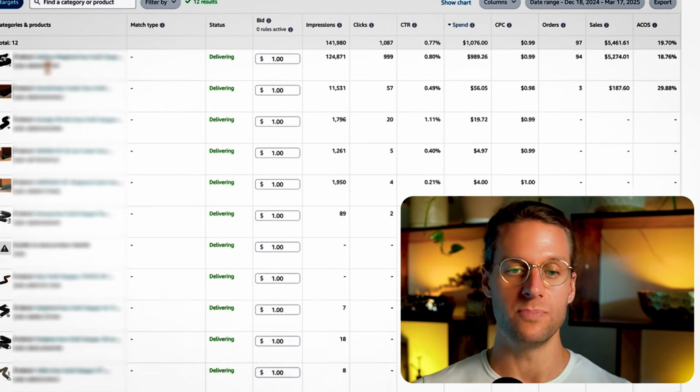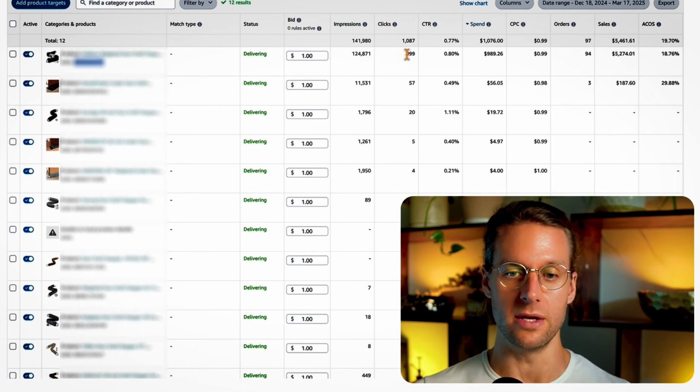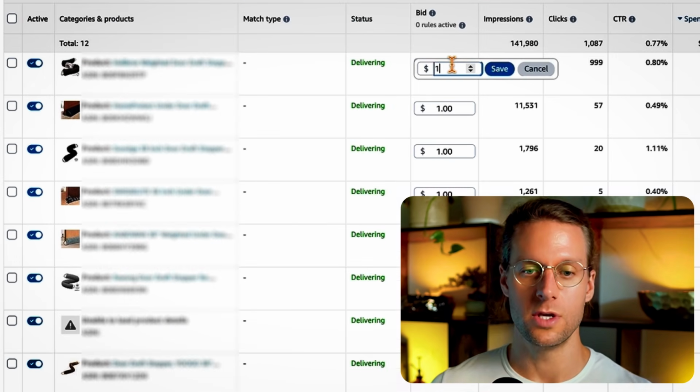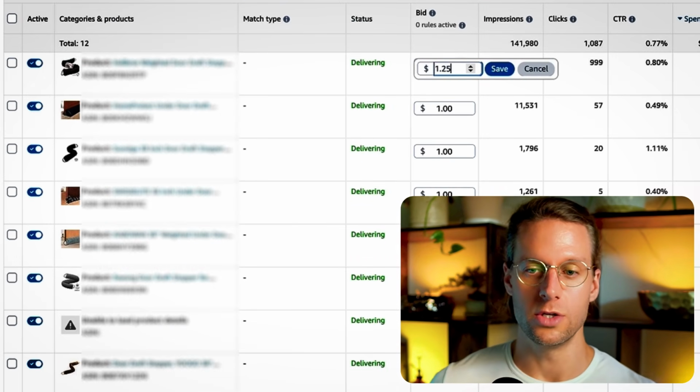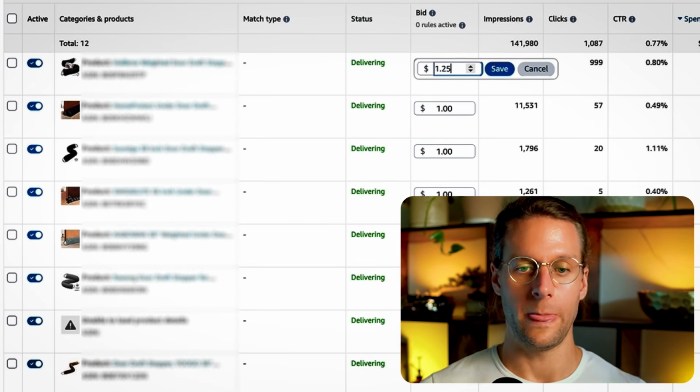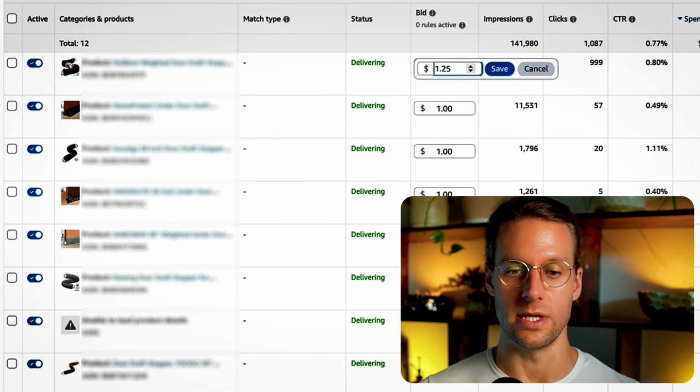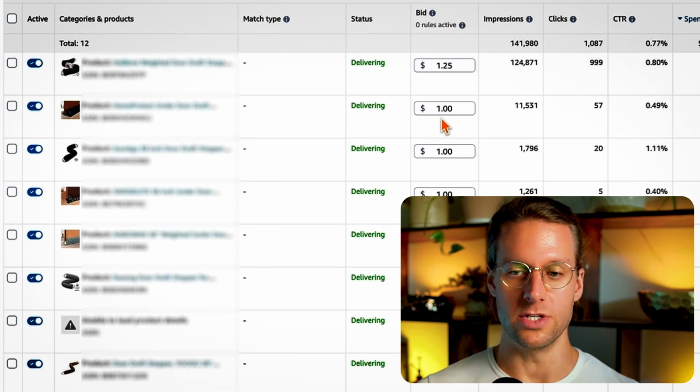But in this case, talking about optimizing this particular campaign, what we're definitely going to do is adjust the bid on this particular target because the ACoS is significantly lower than our target ACoS. So we're just going to adjust it from $1 to $1.25 here. Remember, normally we want to do this in increments, not do huge swings. Save that, and we've done our bid adjusters.